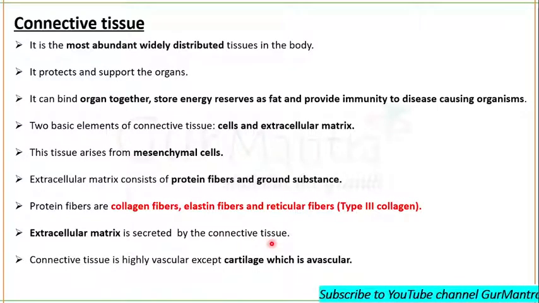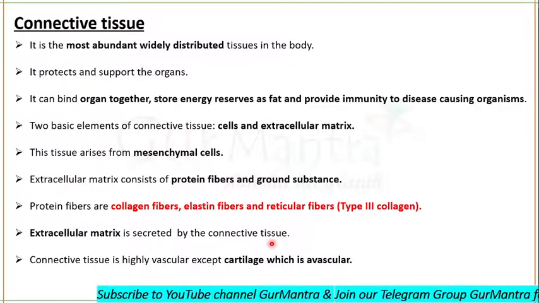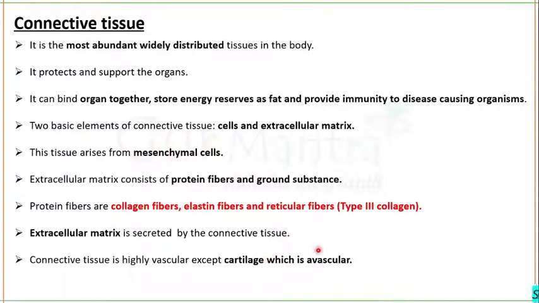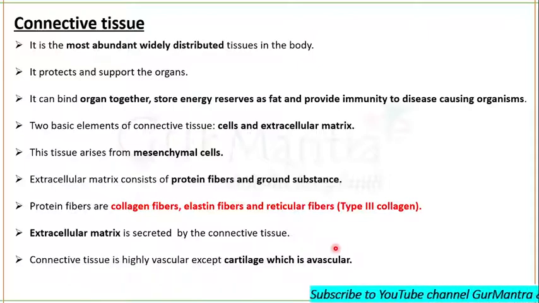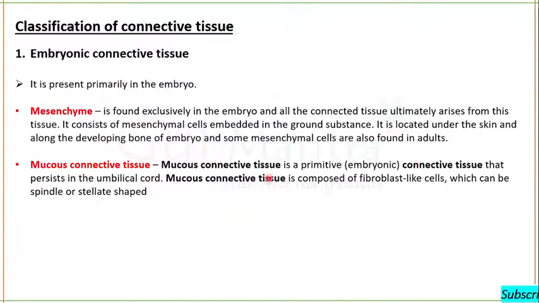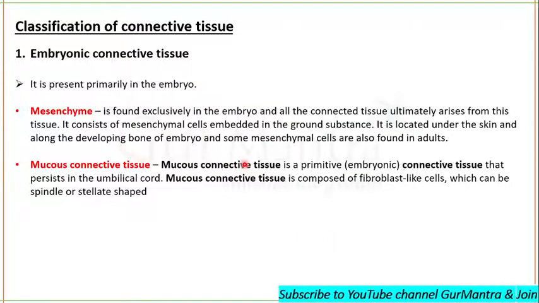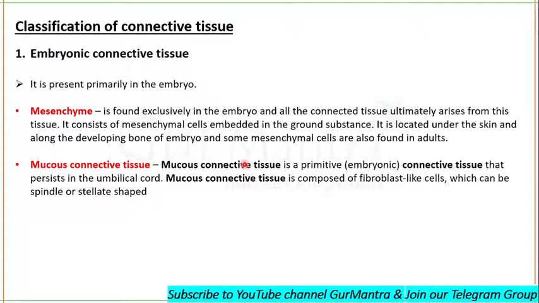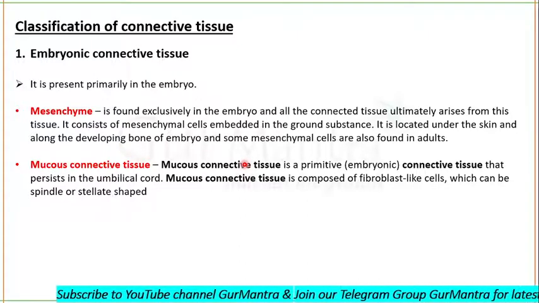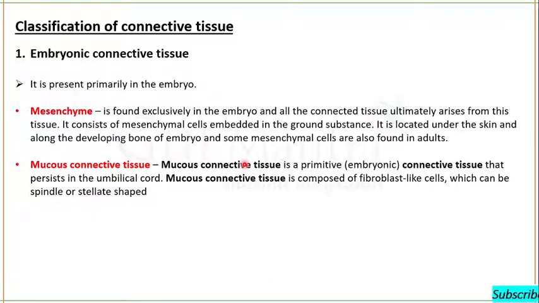So you also have to remember connective tissue is highly vascular except cartilage. Cartilage is avascular. Okay. Connective tissue is highly vascular except cartilage, which is avascular. Now let's know about the classification of connective tissue. Mainly it is classified as embryonic connective tissue and mature connective tissue.